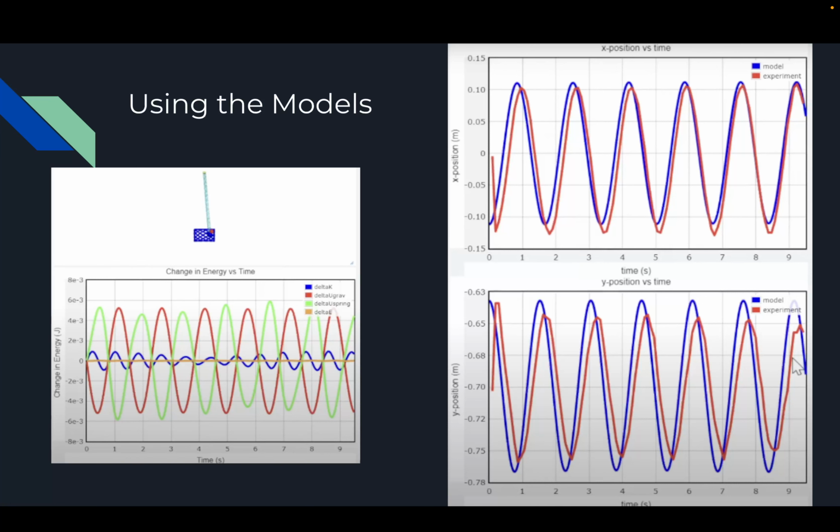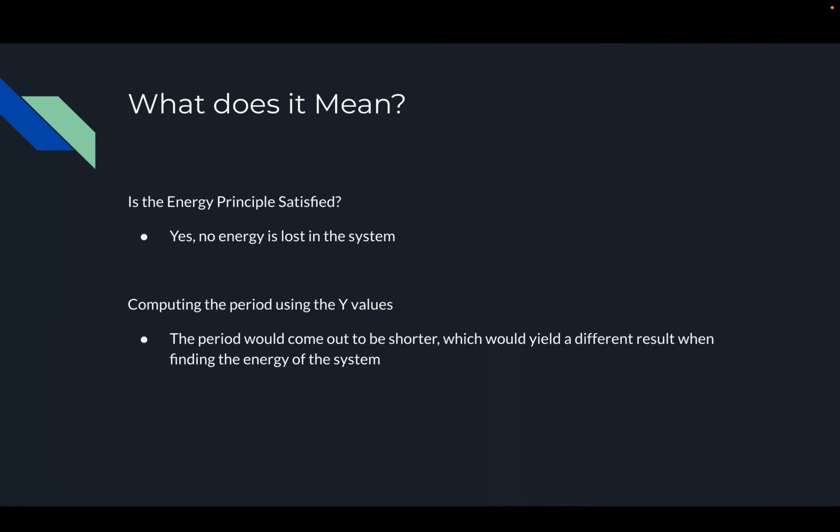Now, what does this mean? In this lab, is the energy principle satisfied? Yes, because no energy is lost in the system that we can account for. It is possible that energy is lost to outside factors such as air resistance, which would create friction, which would cause loss of energy via thermal energy, but that is so negligible here that we can just ignore it.